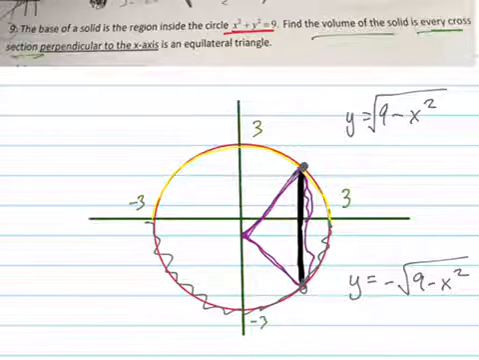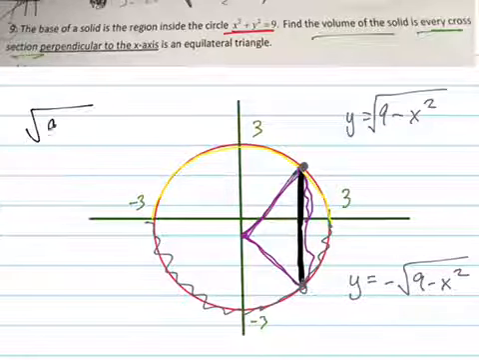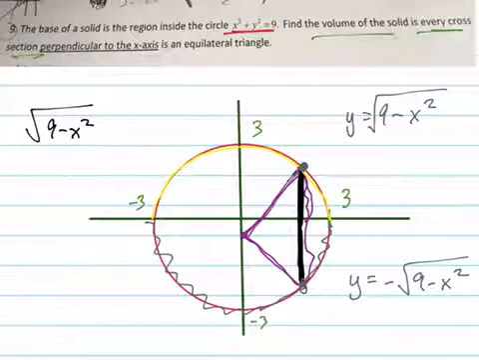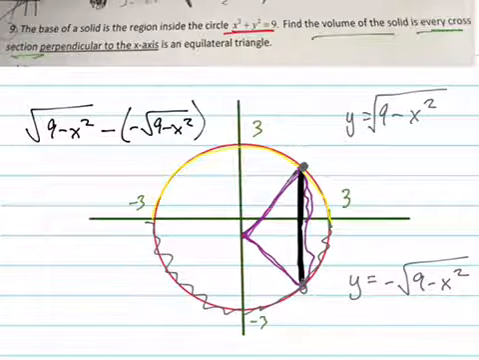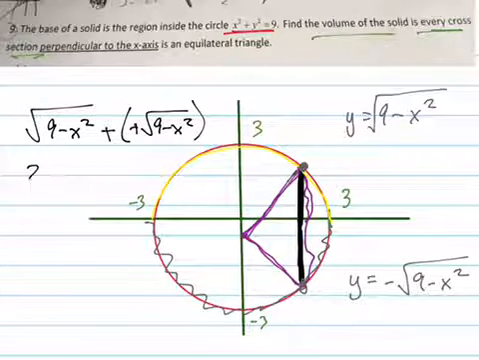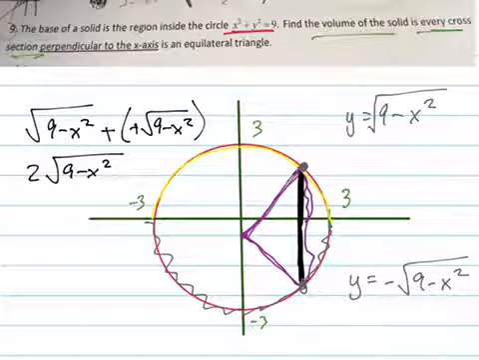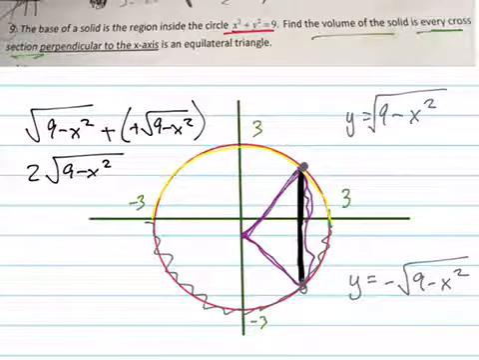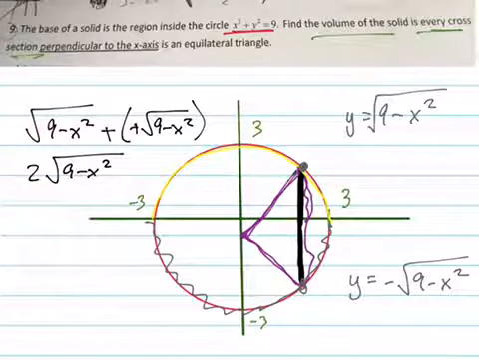So what that means is, remember that's one of the sides. So let's first figure out what that black distance is. The distance is going to be the square root of 9 minus x squared minus the negative square root of 9 minus x squared, which is just 2 square root of 9 minus x squared. That makes sense? Which makes me think maybe there was another way to do this. I'm sure there was, but that's the first thing that came to my head. So that's my distance, which means that's the side of my equilateral triangle.